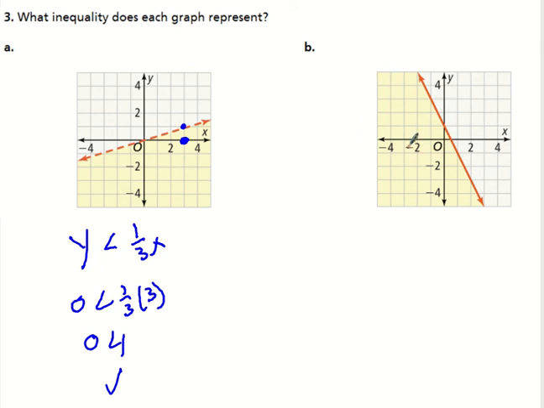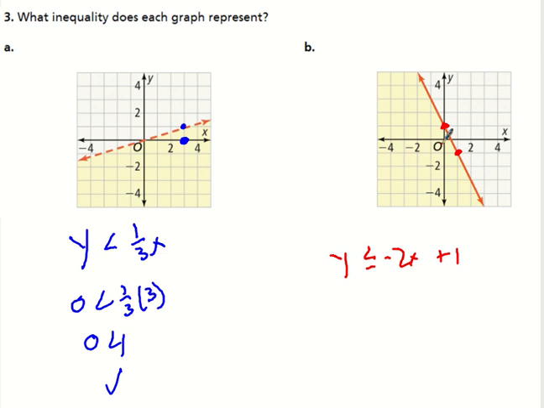Okay, so solid line means I have the or equal to included. Y-intercept is 1. I need to find my slope, so I got to find another perfect point. So we're going down 2 over 1, so it's negative 2x. And it looks like we're below the line. That's y is less than or equal to negative 2x plus 1.